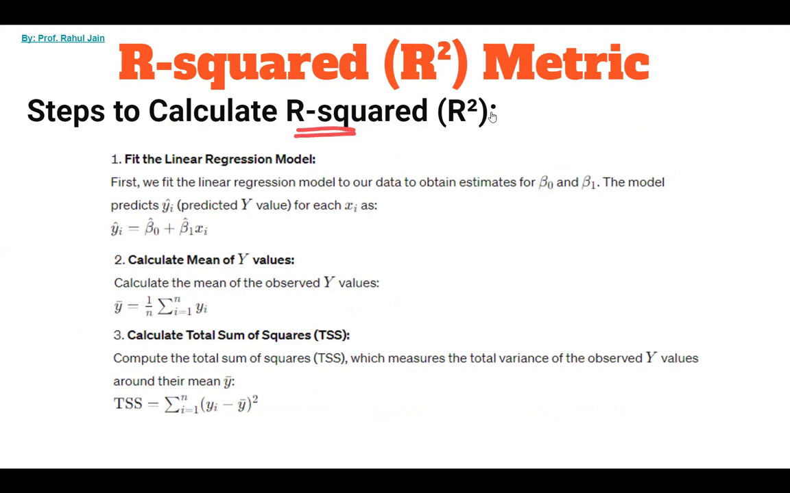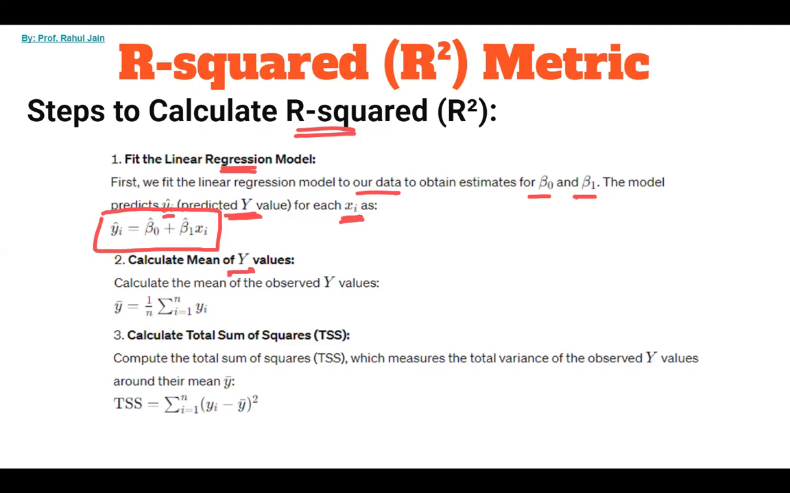Now, for the steps to calculate R squared, we only need to follow these steps, nothing else. While doing so, we can achieve our goal. Step 1: fit the linear regression model. First we need to fit the linear regression model to our data to obtain estimates for beta naught and beta 1, and the model will predict yi cap, the predicted y value for each xi, as yi cap equal to beta naught cap plus beta 1 cap xi. That is our linear regression model.